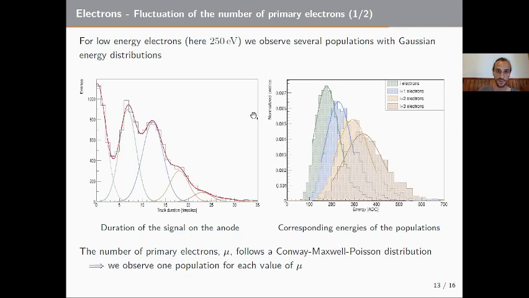So here in this example, it is 250 electron volts, we see some populations that appear in our histogram. If you look at the plot on the left, it is the histogram of the duration of the signal, and you see several populations, and each of them is correlated to a given energy that is Gaussian. And this we can interpret as the fluctuation of the number of primary electrons, that we know follows a statistical distribution. Sometimes we will have i electrons, sometimes i plus 1, i plus 2, i plus 3. And this is what we think we observed here in this detector.